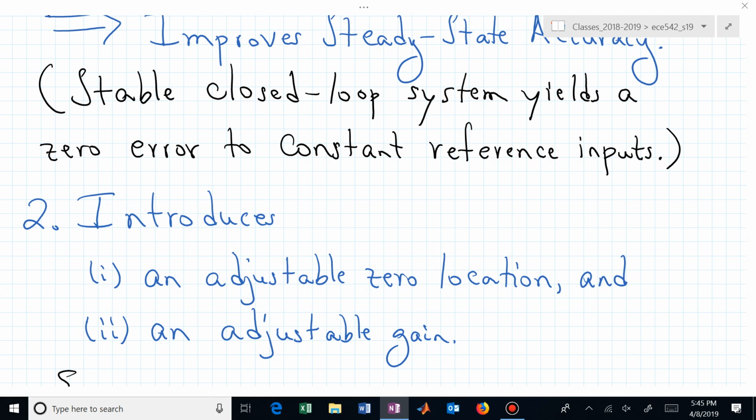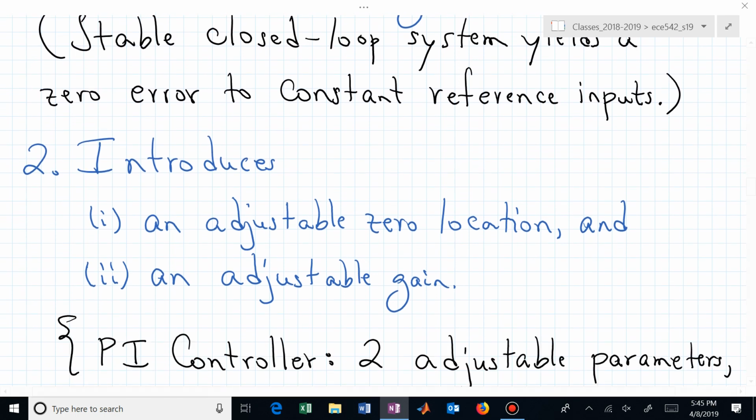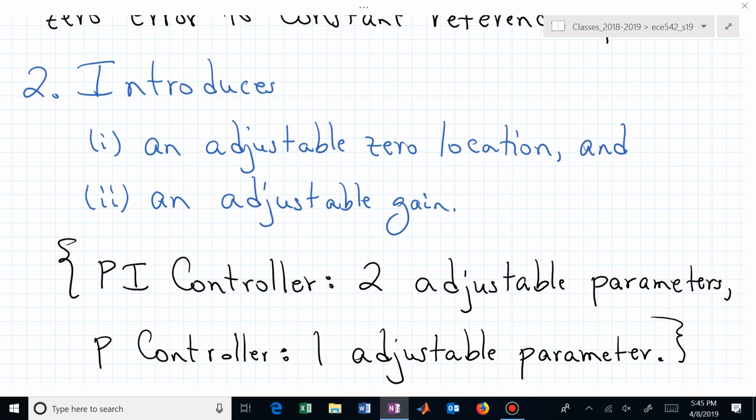We just stated earlier that if you now have a PI controller, you have an adjustable zero location, that was the alpha, and you have an adjustable gain. If we wanted to compare those, with the PI controller we bought an I, and it cost us a little. What did it cost us? Maybe some transient behavior, but now we have two adjustable parameters versus one with just the P controller.